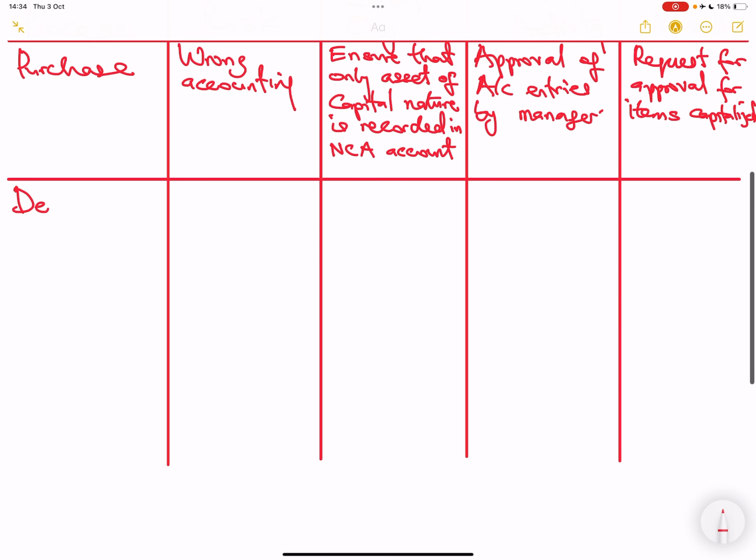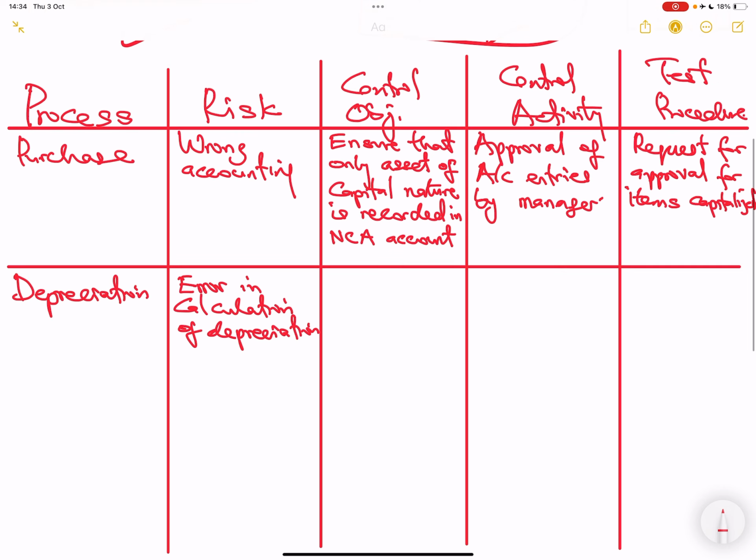While you are doing depreciation, what could go wrong? I'm sure you will know that you are prone to error. So error in calculation of depreciation. You can make a mistake. Our control objective is to ensure that depreciation is accurately computed. That is our objective.